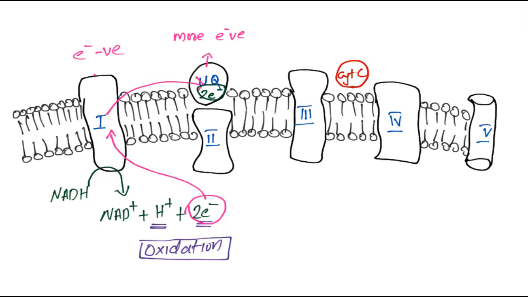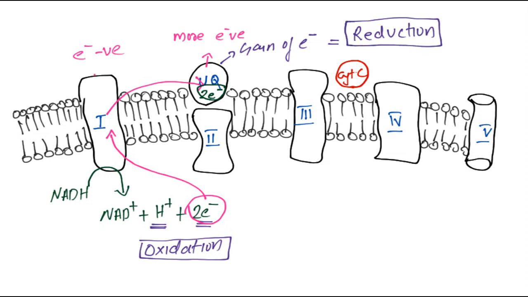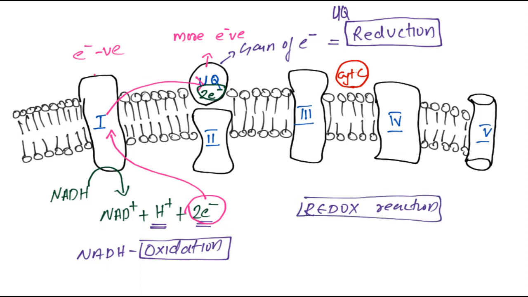So you have to see that the ubiquitin is gaining electrons. The process of gaining of electrons we call a reduction process. So you can see here both oxidation and reduction are occurring. The NADH is getting oxidized and the ubiquitin is getting reduced. So you can see a combination of oxidation and reduction, a redox reaction, that is happening there.